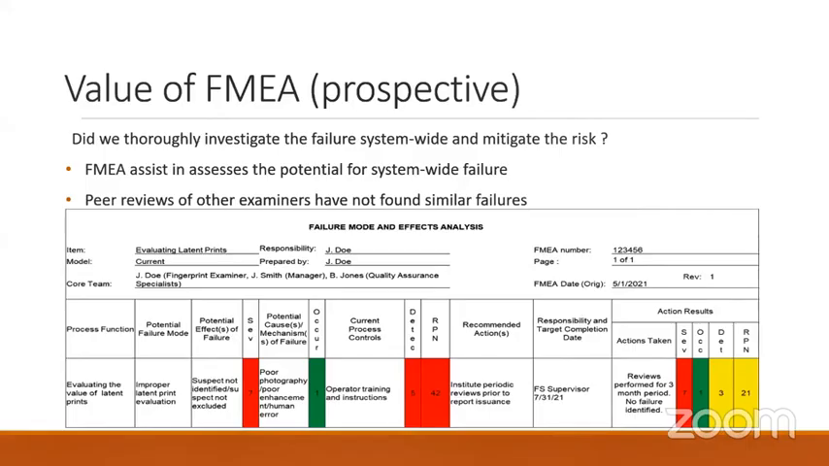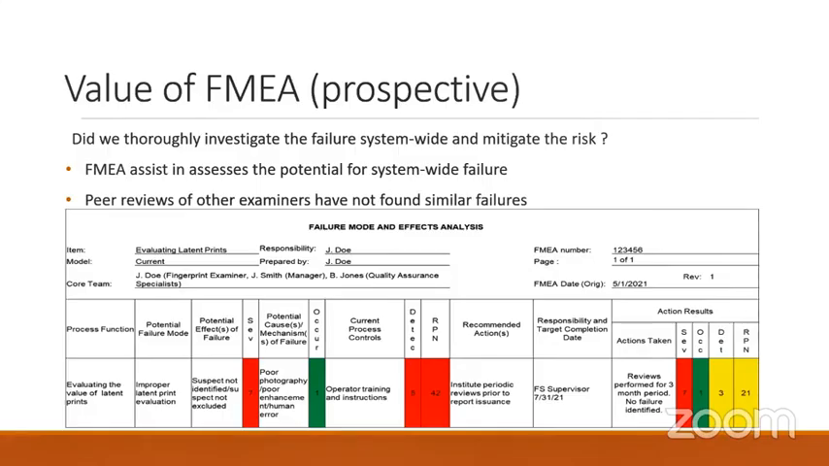It looks at a certain process, in this particular instance evaluating the value of latent prints, and the possible failures. That possible failure is improper latent print evaluation. And once again, like we did before, it is scored. You can see that in this particular instance, the severity is 7, the occurrence is 1. Again, it's 1 because they have not found any similar instances, so it's unlikely to occur. And because we don't have a process in place, the detection is 5, which gives us an RPN of 42, which once again is an unacceptable level of risk for us to meet our objectives.